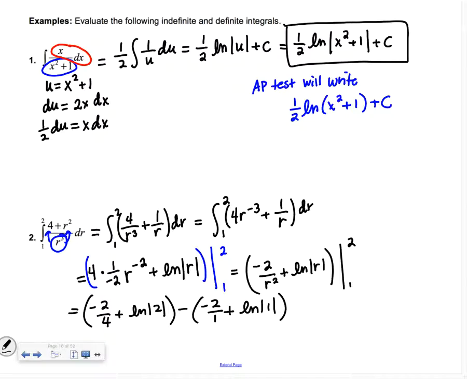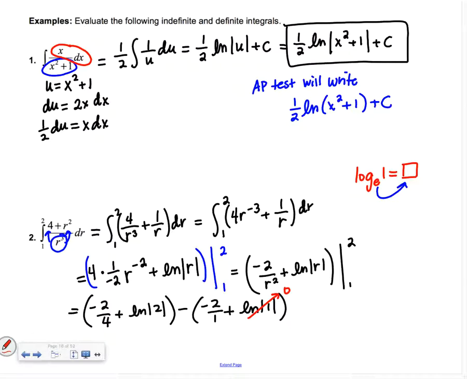Do you guys know the natural log of 1 without using your calculator? No? It's 0, right? Because natural log is really log base e. So when you have log base e of 1 equals something, what you're saying is e raised to some power gives you 1, right? Well, that power would have to be 0. So all of this goes to 0.